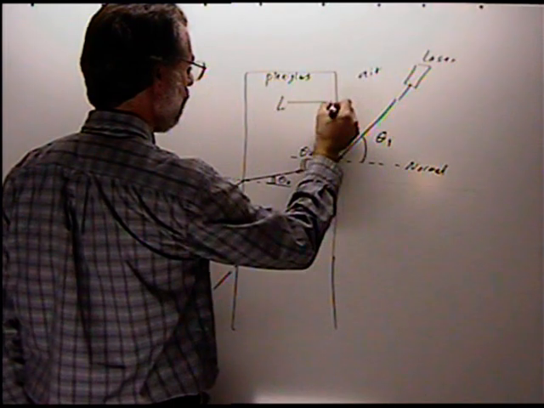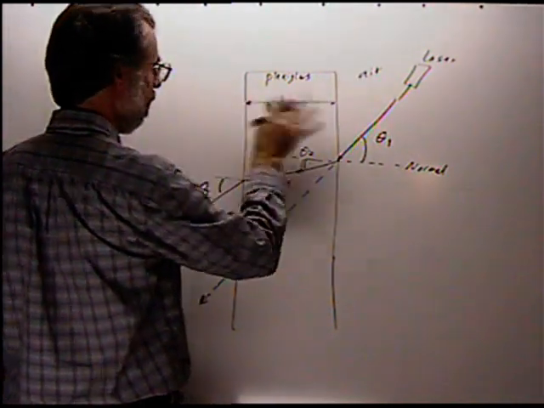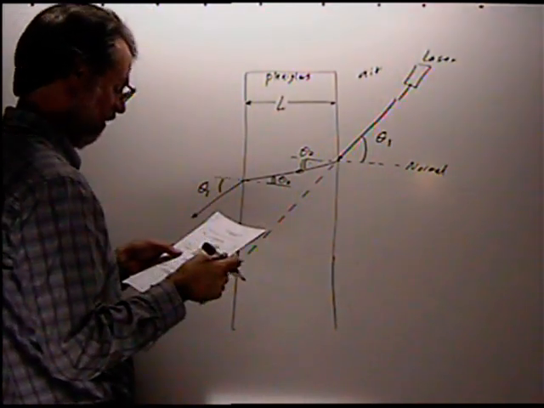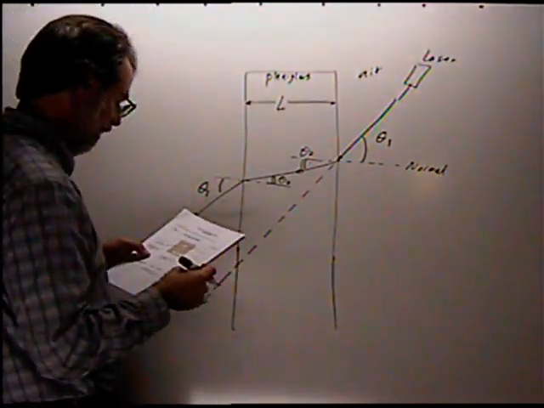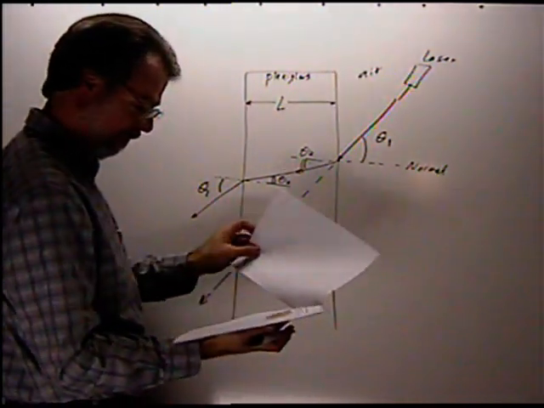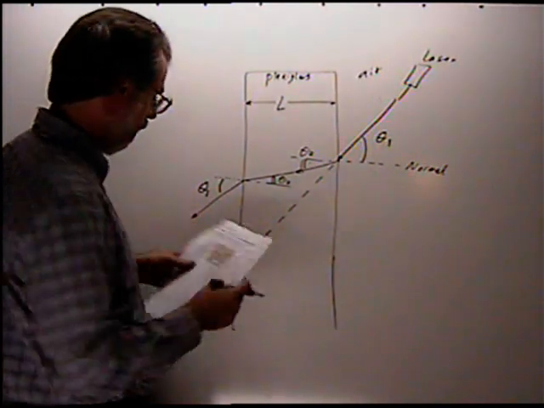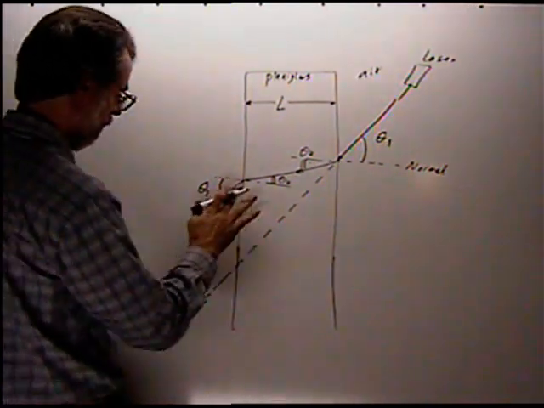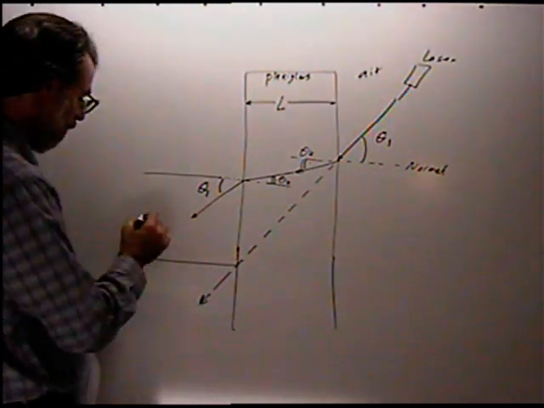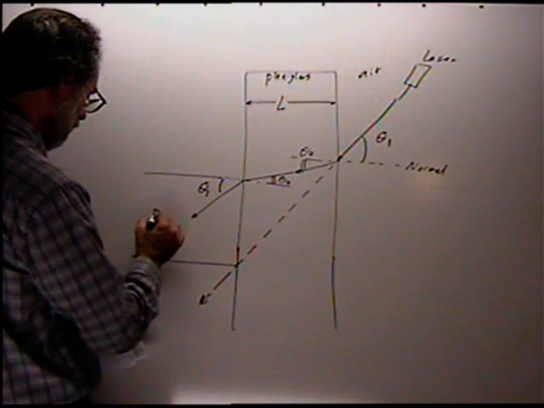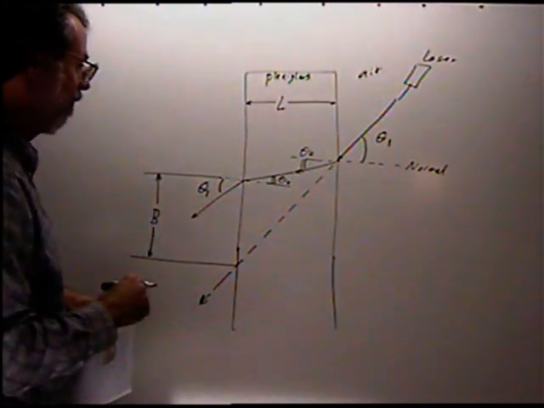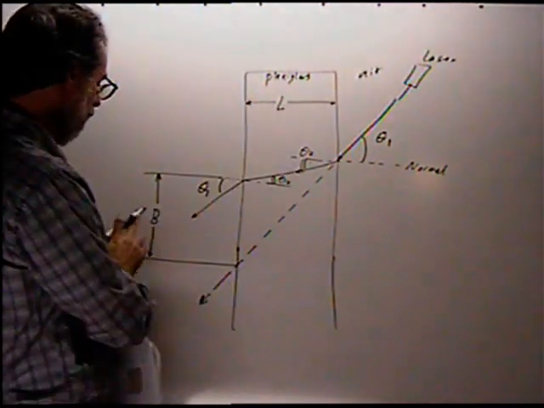Well, what we want to do is, this is L. We measure this length of plexiglass, and we're also going to measure this distance from here to here. We're going to call this distance B. So we're going to measure L and we're going to measure B.